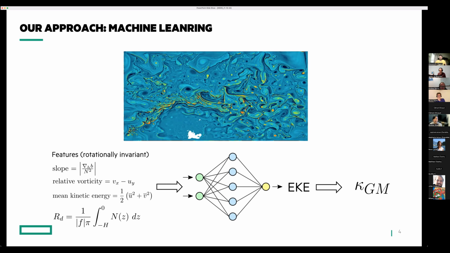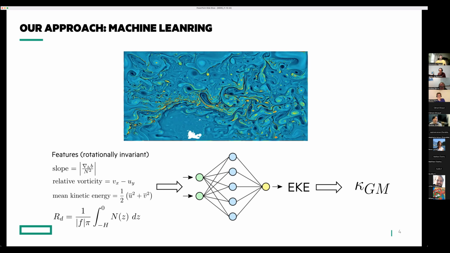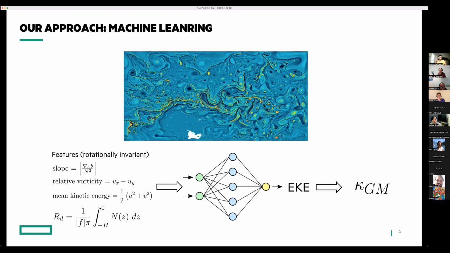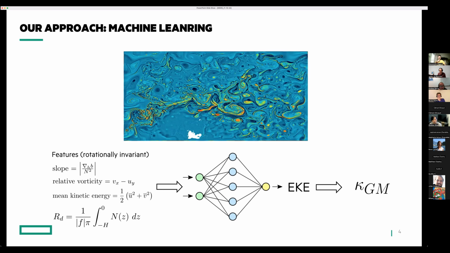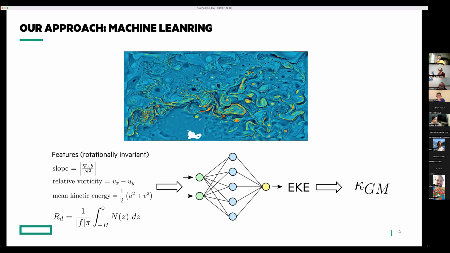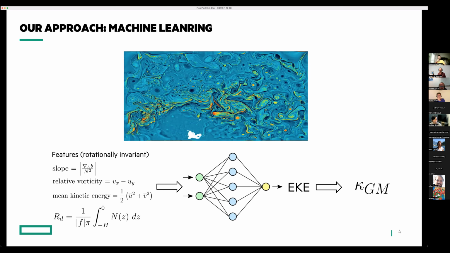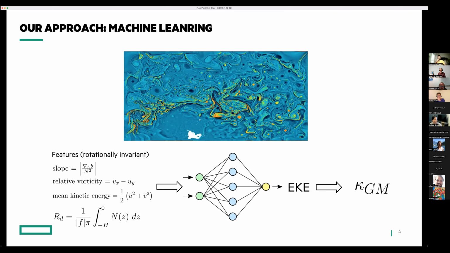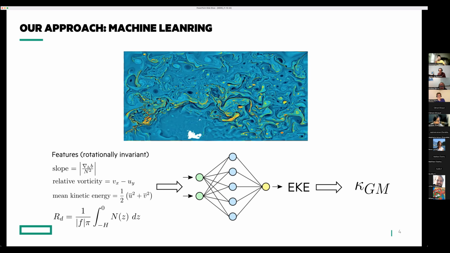We know that the prognostic eddy kinetic energy equation has a bunch of unconstrained terms. So the EKE that is generated, we are unsure of its accuracy. Whereas if we have enough data, we felt like we could build a machine learning model to actually predict the eddy kinetic energy and get us a better estimate of it.